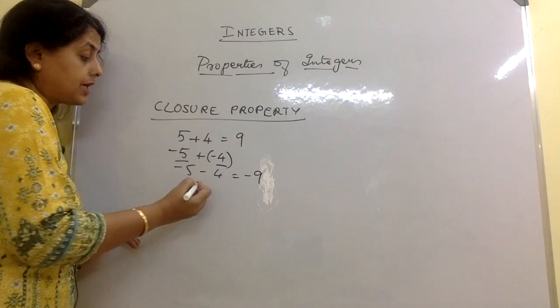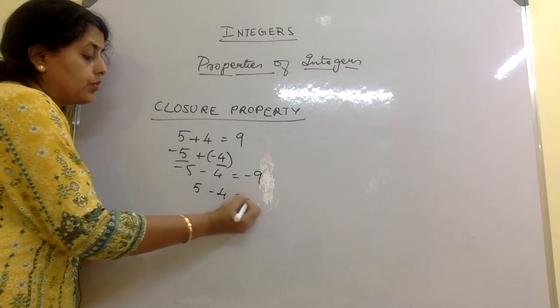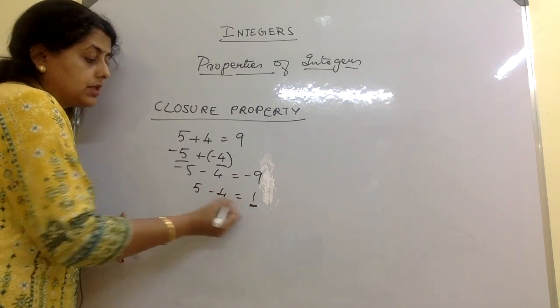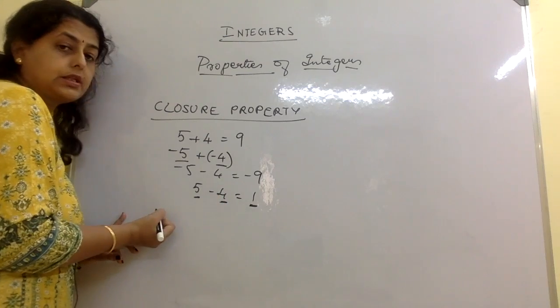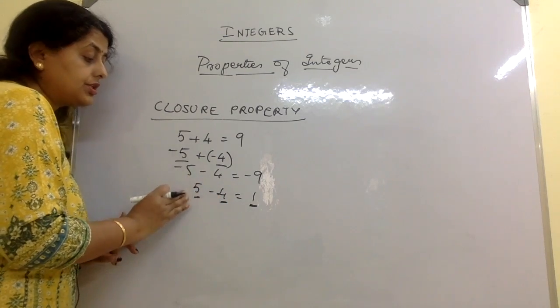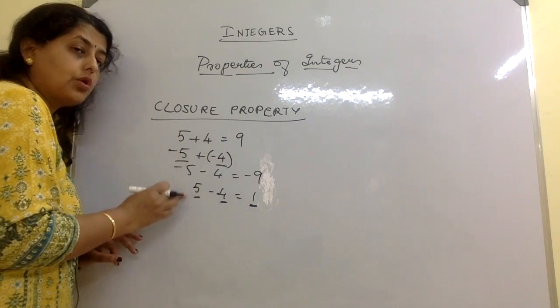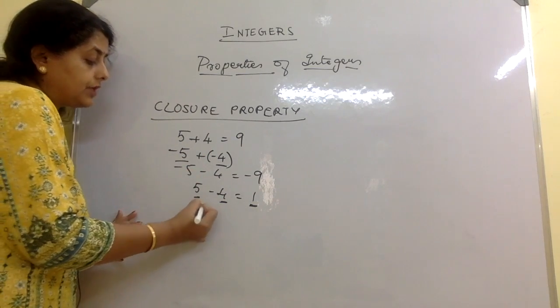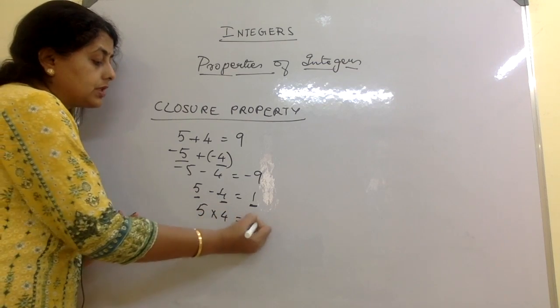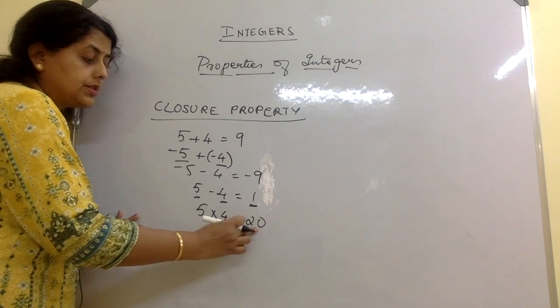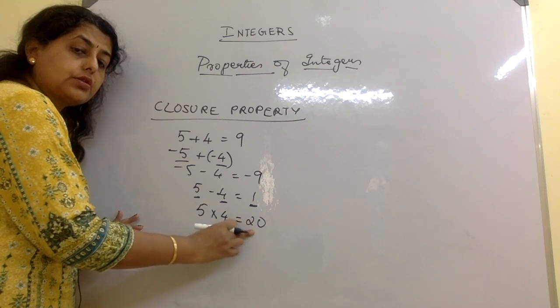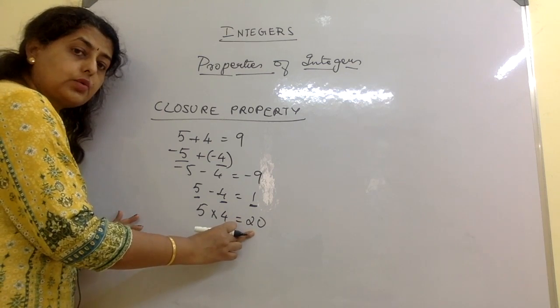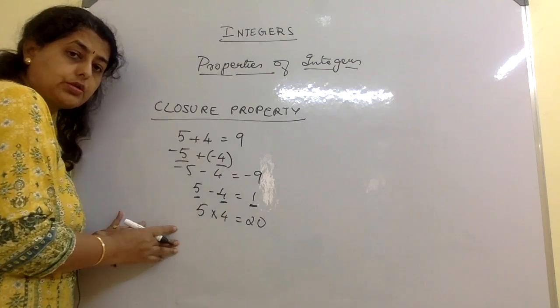Let me check with subtraction now. 5 minus 4 is 1. 1 is an integer, 5 is an integer, 4 is an integer. So integers are closed on subtraction also. Now let me check 5 into 4. That is 20. Here an integer, here also an integer, and the result is also an integer. So integers are closed under multiplication also.